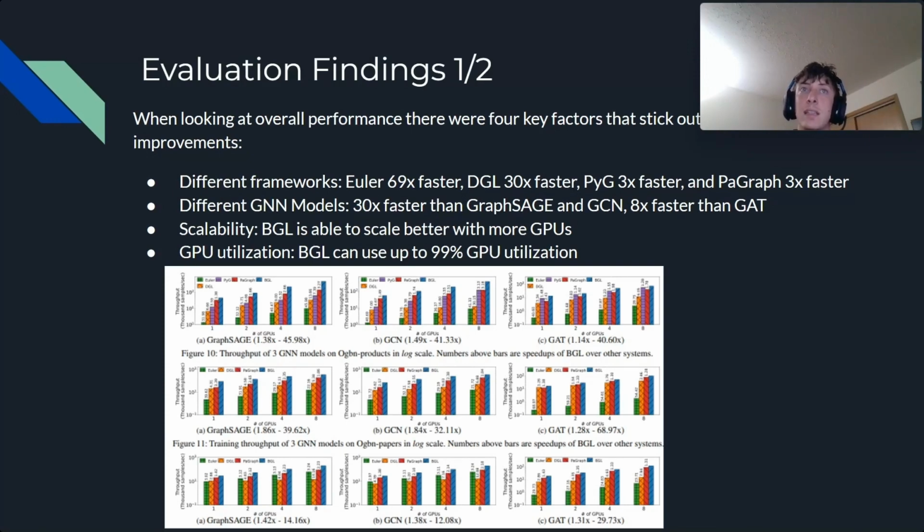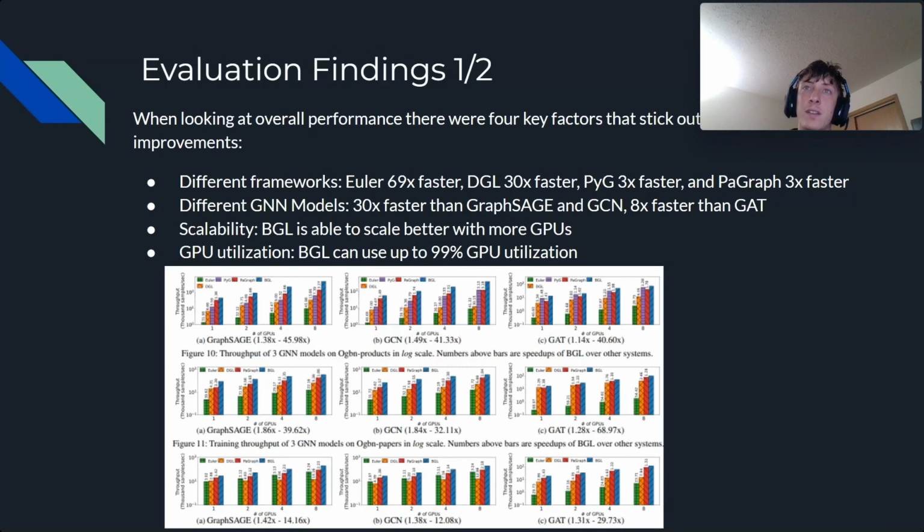When we look at scalability, BGL also outperforms every other framework. DGL was shown to only have 3 times speedup when CPUs increased from 1 to 8. With BGL's implementation of the NVLink, they are able to increase bandwidth and reduce their feature retrieving times.